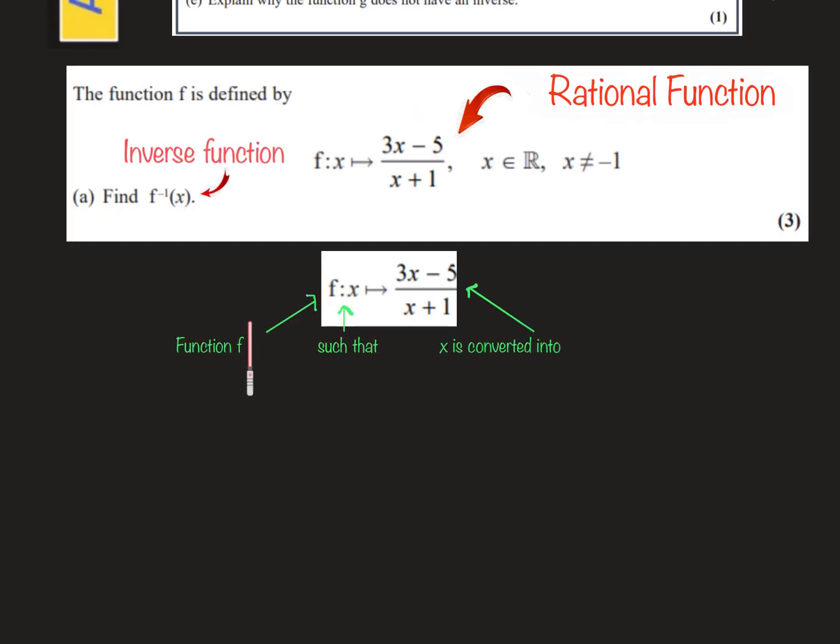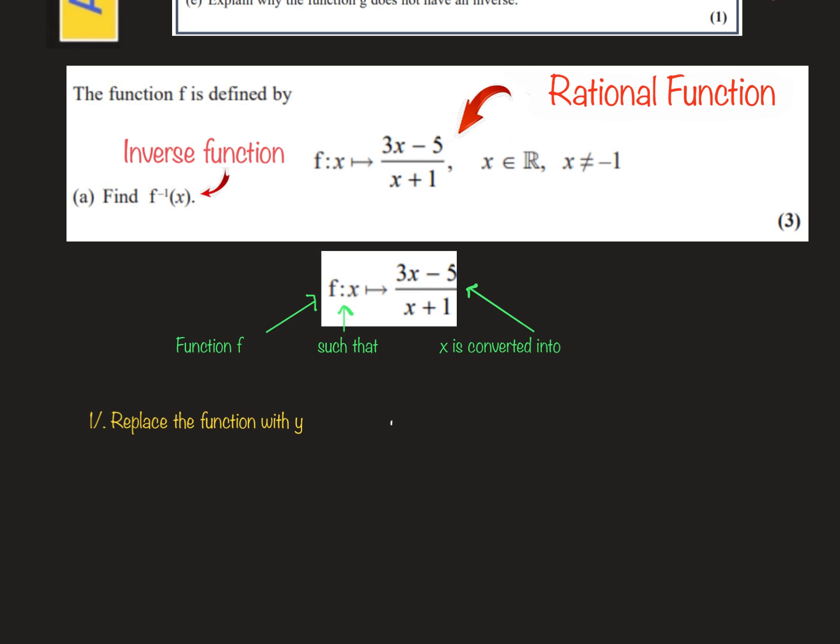We say function f such that x is converted to this particular function. And so now we must find the inverse of that particular function. There are exactly 4 steps to do this. So firstly, replace that function with y.